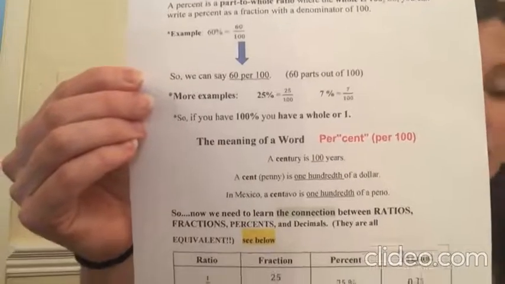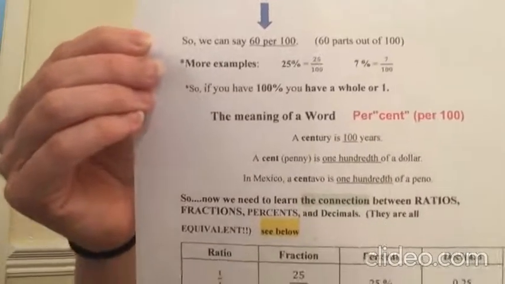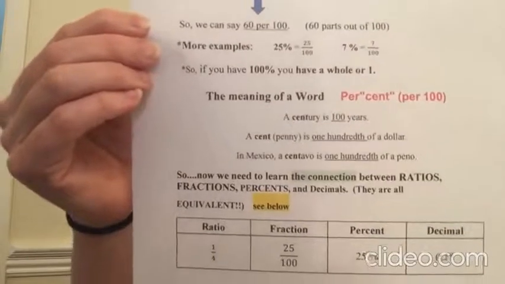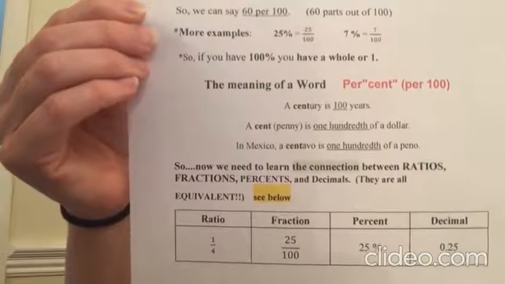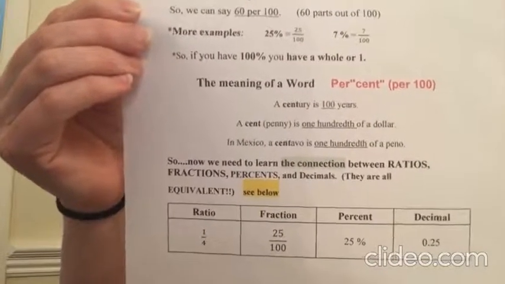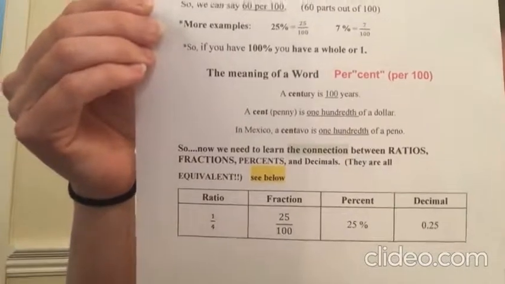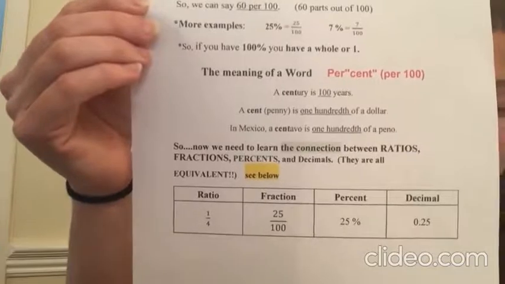The meaning of the word percent is per 100. Here are some other words that use the word cent. A century is 100 years. A cent, or a penny, is 1/100th of a dollar. In Mexico, a centavo is 1/100th of a peso.